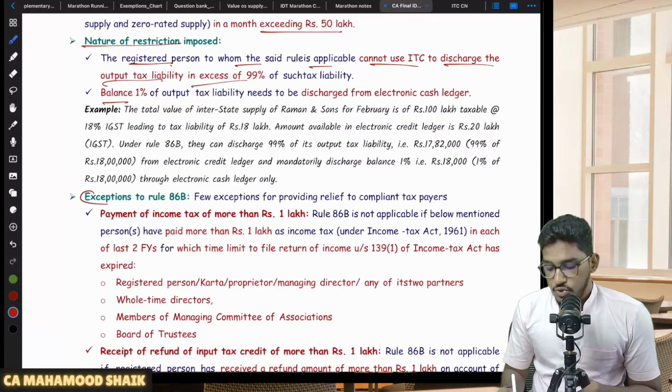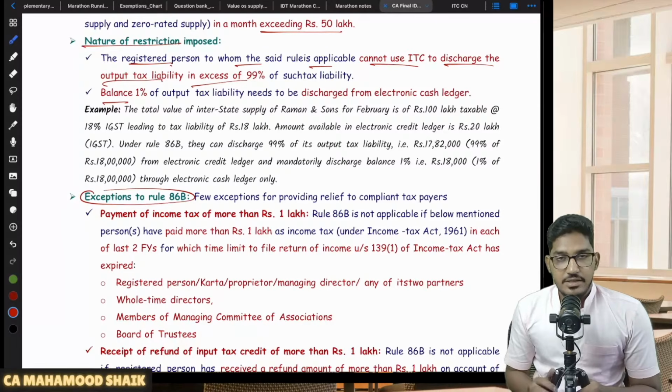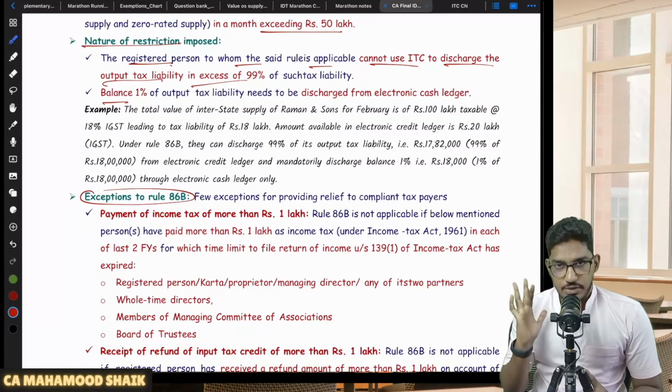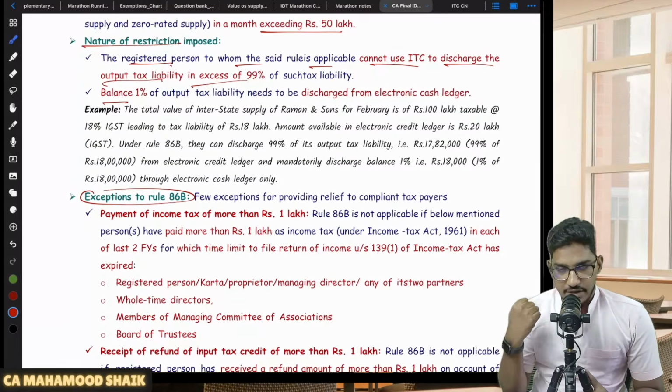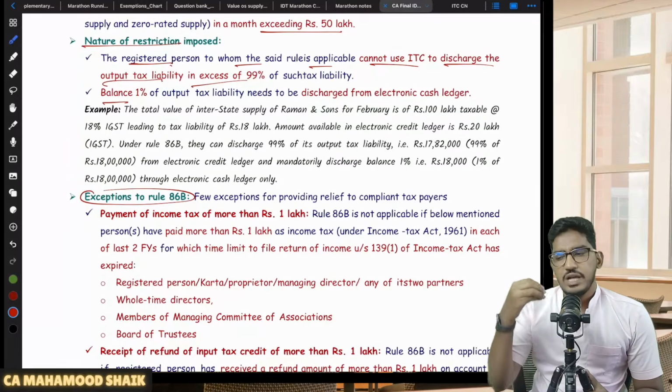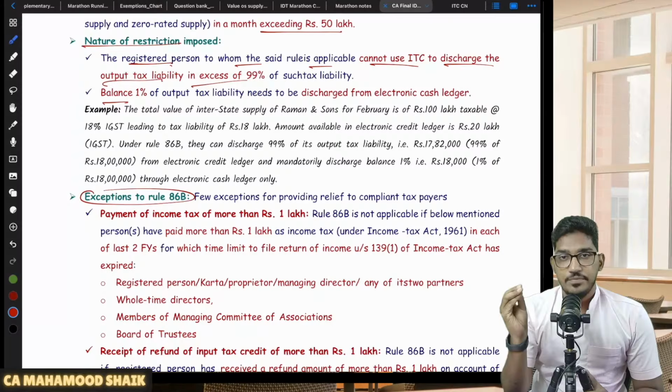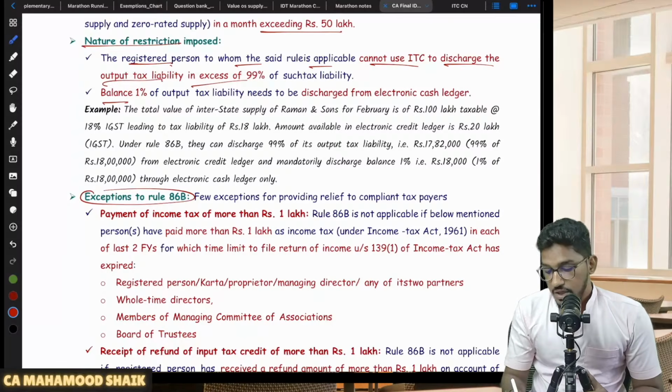However, there are some exceptions to rule number 86B. In some cases, they have given exemptions to some genuine persons. If you are a genuine person, even though your taxable turnover in a month has exceeded 50 lakh rupees, still we will let you use 100% ITC. We will let you discharge 100% of your output tax liability using input tax credit. When, sir? When you are a genuine person.